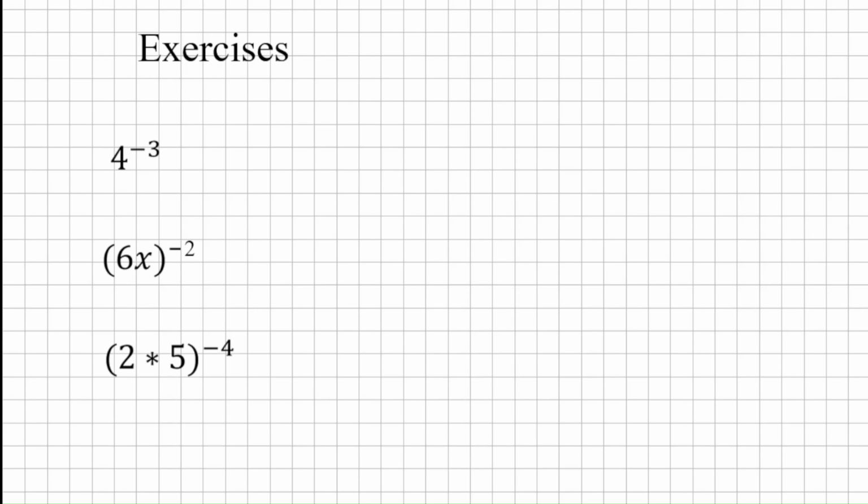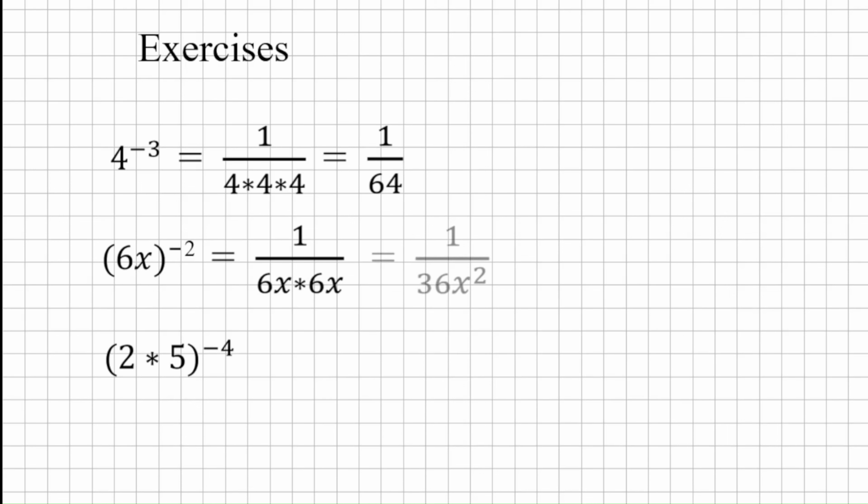4 raised to the power of negative 3 is equal to 1 over 4 cubed, which is 1 over 64. 6x raised to the power of negative 2 is equal to 1 over 6x squared, which is 1 over 36x squared. 2 times 5, or 10, raised to the power of negative 4 is equal to 1 over 10 to the 4th power, which is 1 over 10,000.